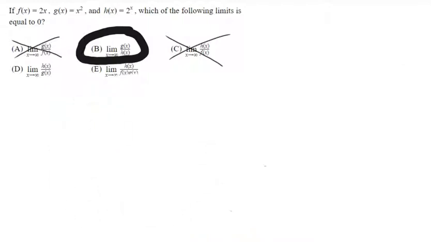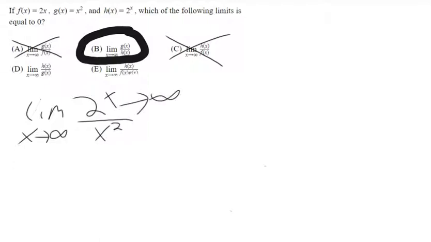Now for choice D, we're looking at the limit as x goes to infinity of h of x, which is 2 to the x, over g of x, which is x squared. And this is going to infinity, and so is this as x goes to infinity. So we are going to do L'Hopital's rule again. So I'll do a d dx and a d dx.